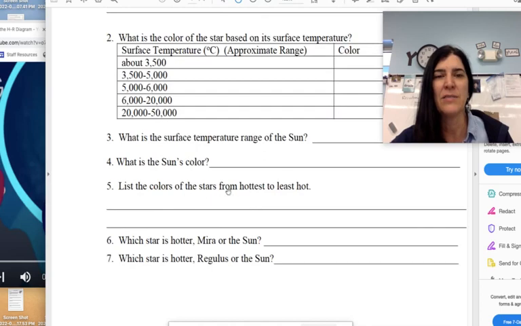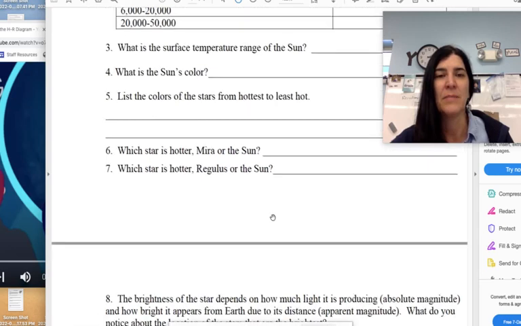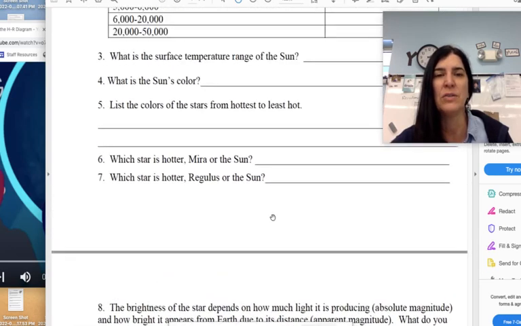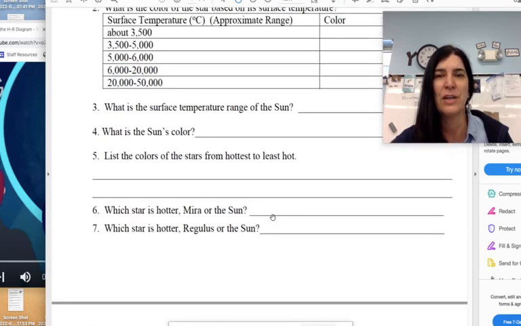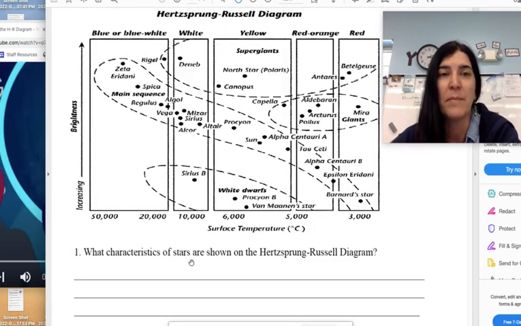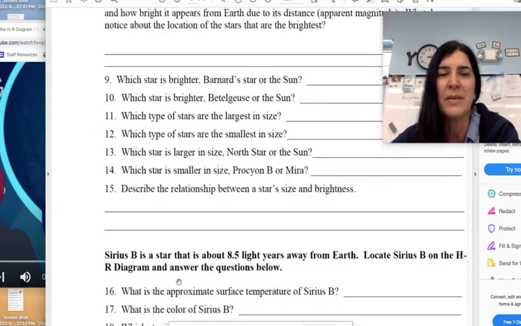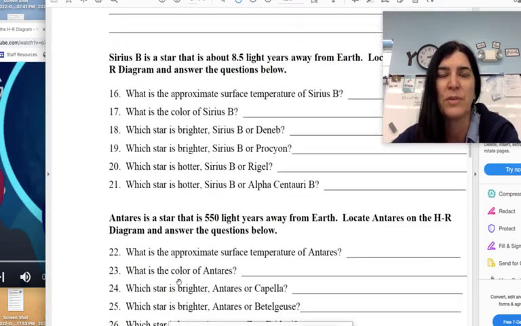List the colors of the stars from hottest to least hot. So you look here where the hottest are. It's right here. Look at the colors and then you'd list them. So everything you're going to do, all of the answers, is going to be based on finding where that star is and finding the information, whether it's temperature-wise or maybe how bright it is. Okay. You continue answering the questions based on what you see on there.